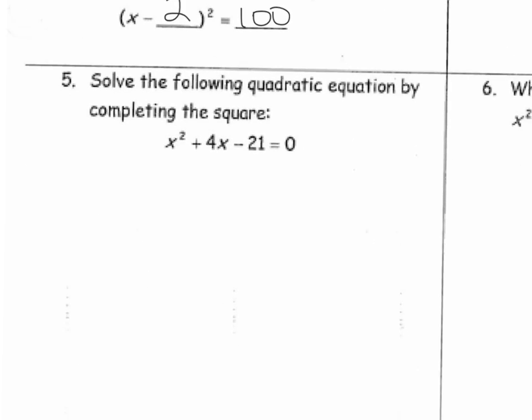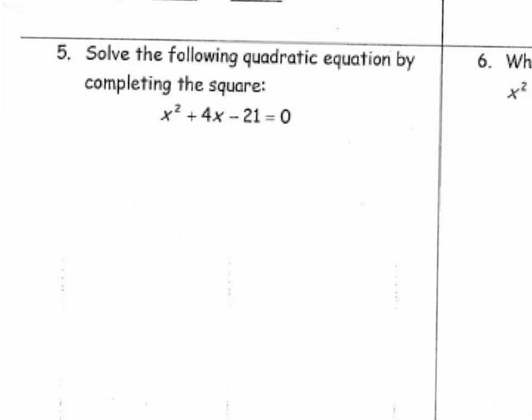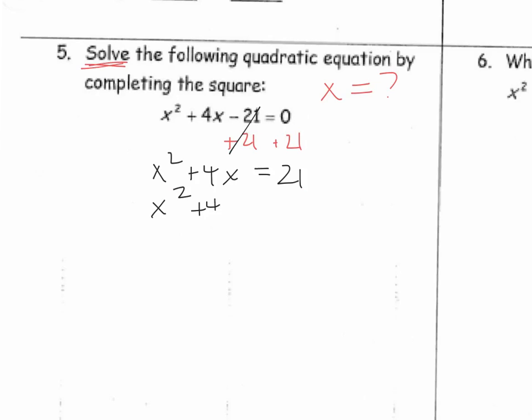All right, number 5, solve the following quadratic equation by completing the square. So we're told to solve, which means we want x equals something. Okay, so the first thing we're going to do is bring that constant over. So we're going to have x squared plus 4x, this cancels out, equals 21. Next thing after we bring that constant over is we want our boxes. So I'm going to add those boxes on both sides.